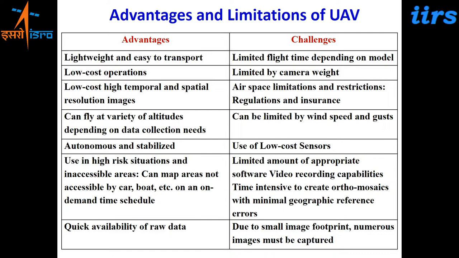Then there are regulations of the country, and drones are affected by the speed of the wind and gusts, though there are various versions of drones which are more stable and more robust to these atmospheric weather conditions, but the cost of those drones is on the higher side. Then because of low cost sensors, sometimes the quality of the data may be impacted, but nowadays many good quality, low weight sensors have been developed, right? And you have a smaller footprint.